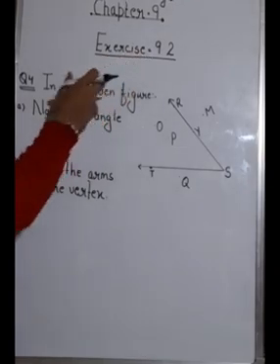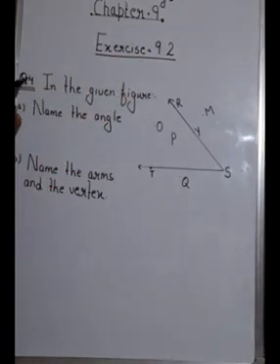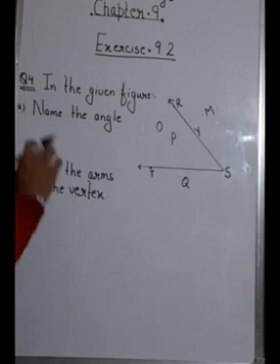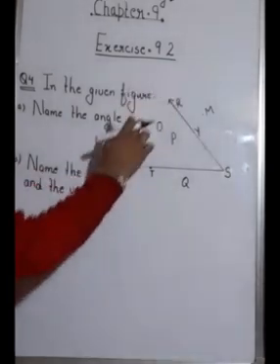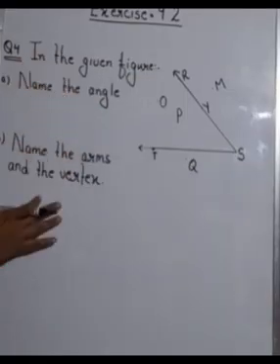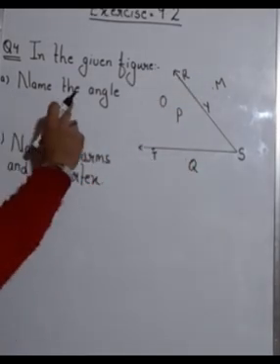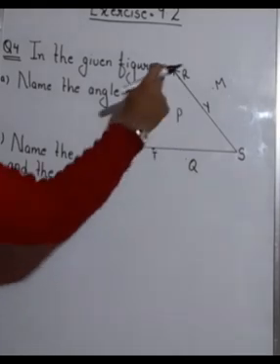Now next we are going to start your exercise 9.2, and I'm doing one question from exercise 9.2. That is question number 4. Now what they have asked in question number 4, they have given you a figure and they have asked some questions. You have to answer these questions based on this figure. Your first question is, name the angle.